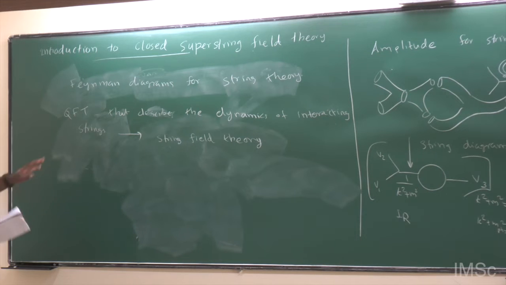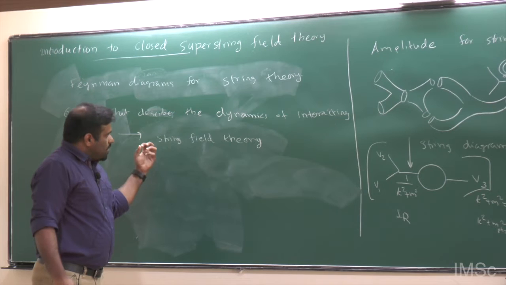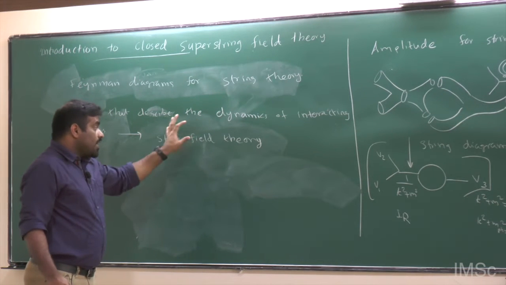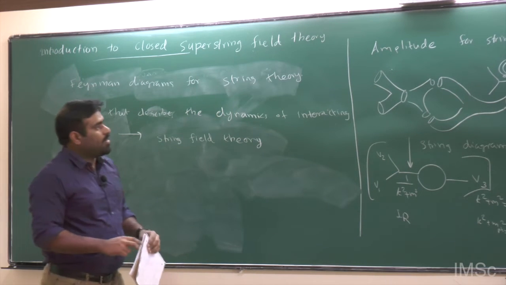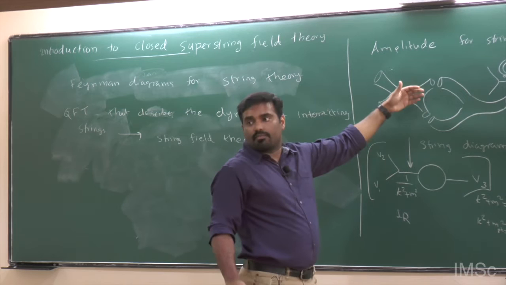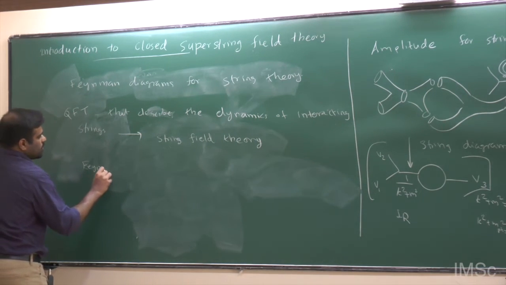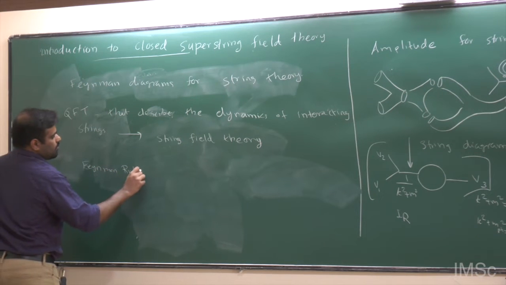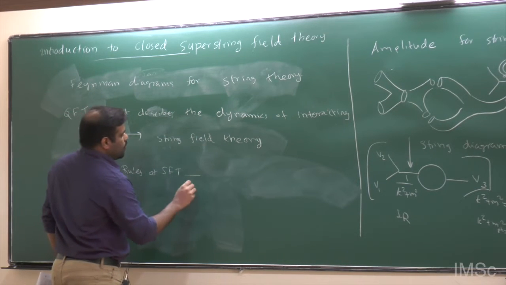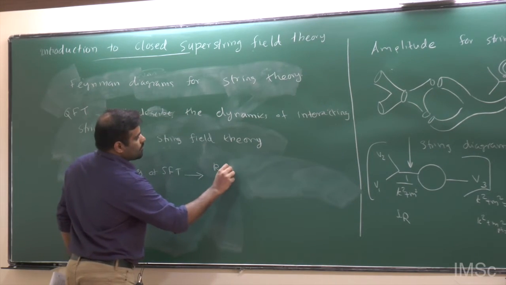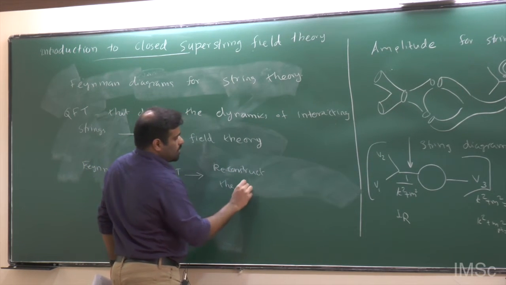String field theory is a quantum field theory that describes the dynamics of interacting strings. And you can derive the Feynman rules for string field theory and use those Feynman rules and the Feynman diagrams to reconstruct the string amplitude. So the idea is to use the Feynman diagrams or Feynman rules of SFT, string field theory, and that will reconstruct the string amplitudes.